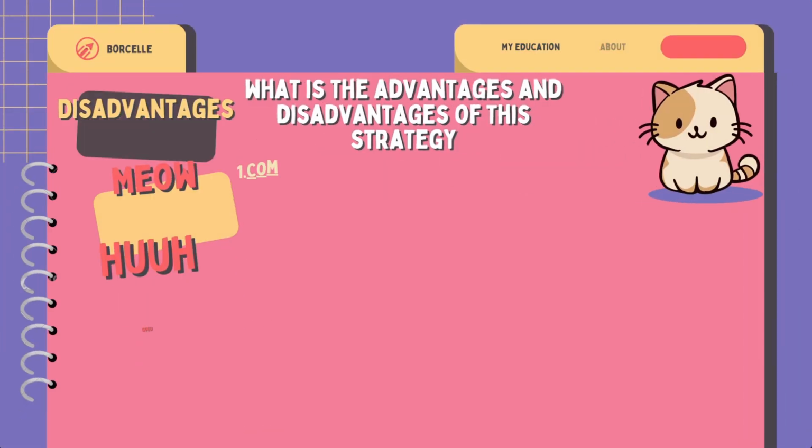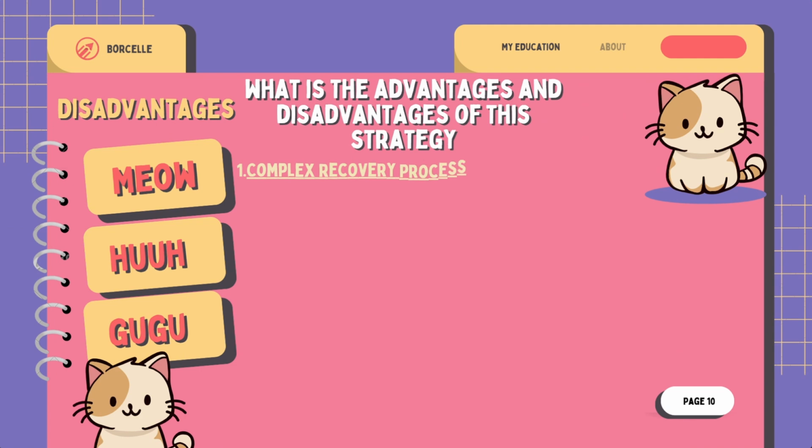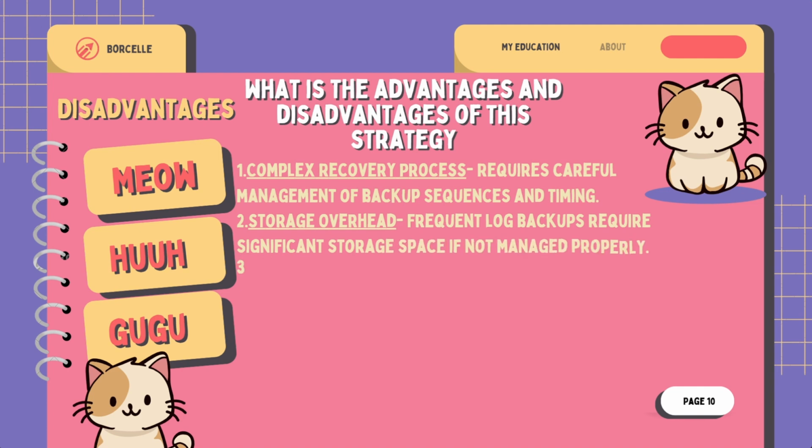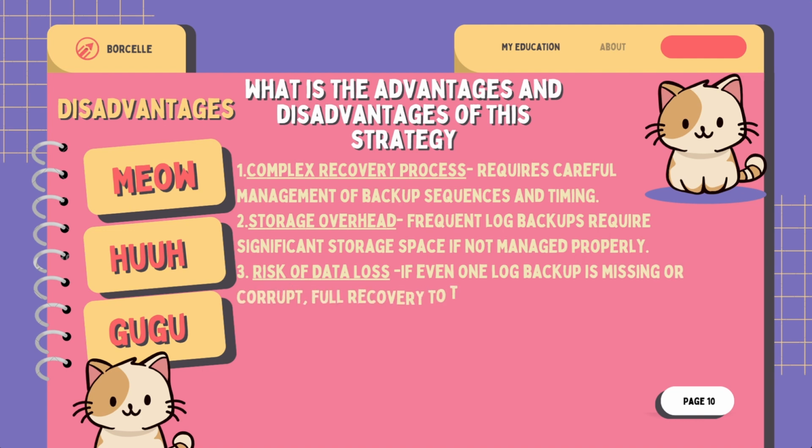These are the disadvantages. Number 1, complex recovery process. It requires careful management of backup sequences and timing. Restoring a system from backups, especially to a specific point in time, isn't straightforward. You need to apply backups in the right order: full backup, then differential, if any, then all transaction log backups. Why it's a problem: if you miss a step or apply them incorrectly, the recovery may not work.